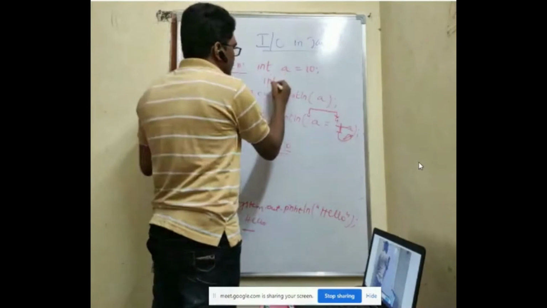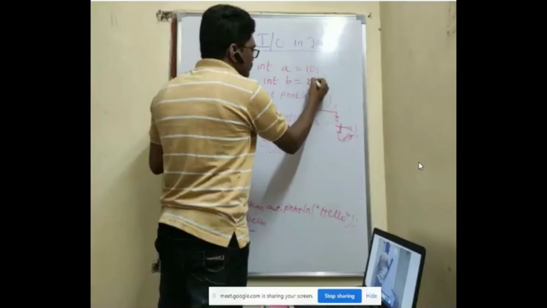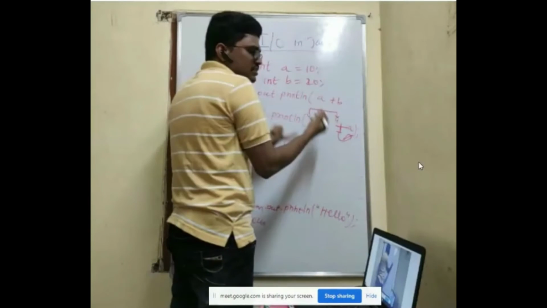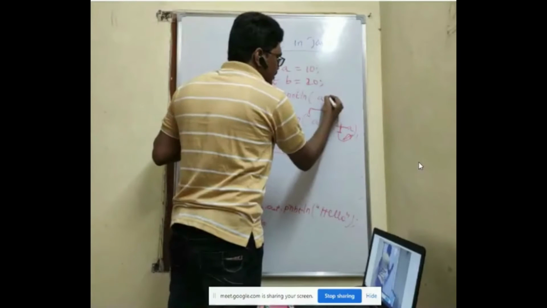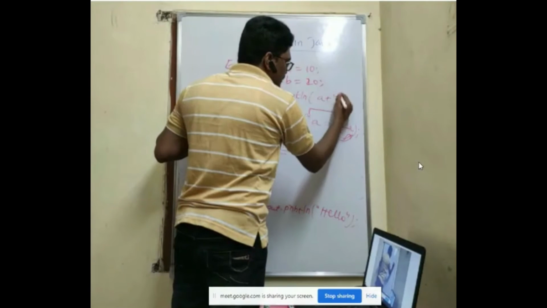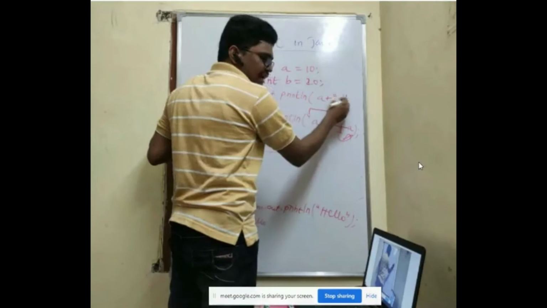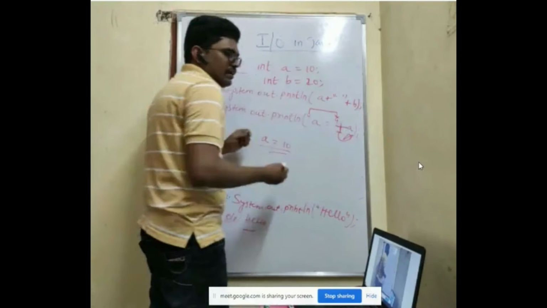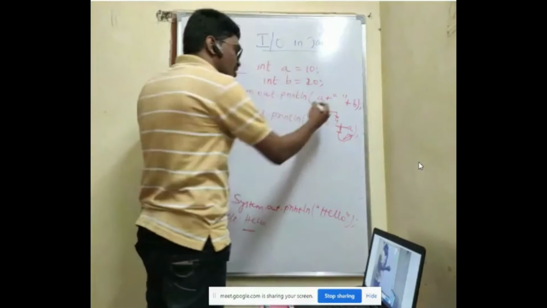Suppose I have another value b equal to, suppose, 20. Here I want to display b. If I give a plus b, both the things will get added. So that's why we give double quotes plus double quotes. That means you'll get a space. Then plus b. Each and every continuation you have to add a plus symbol.